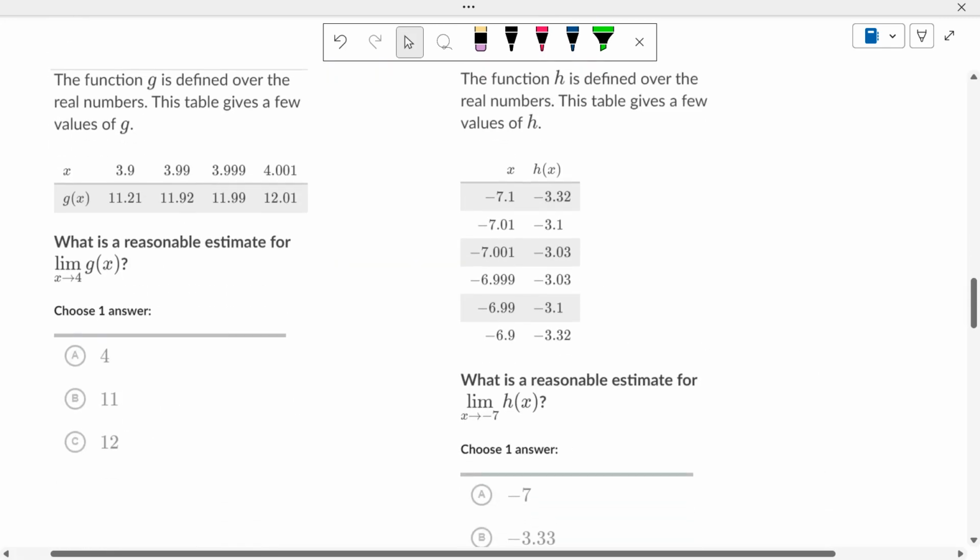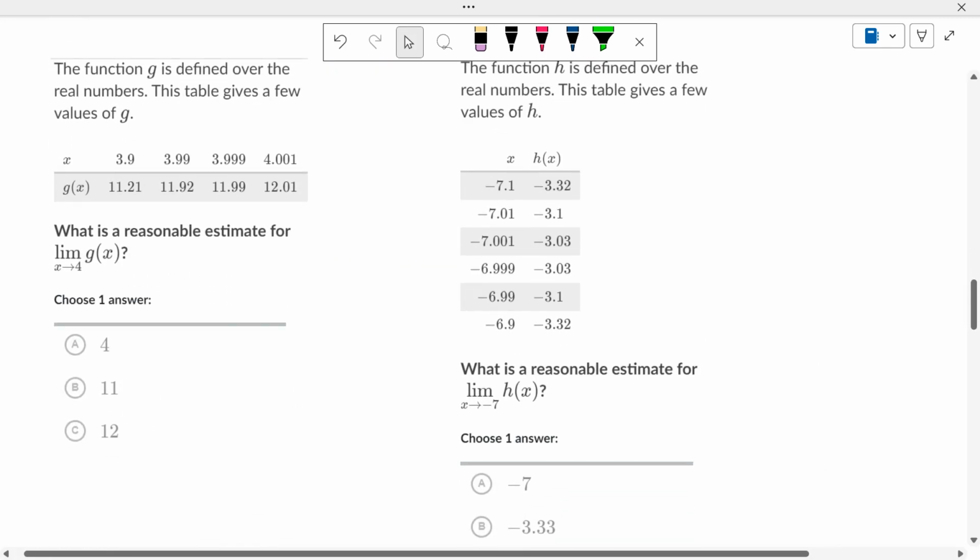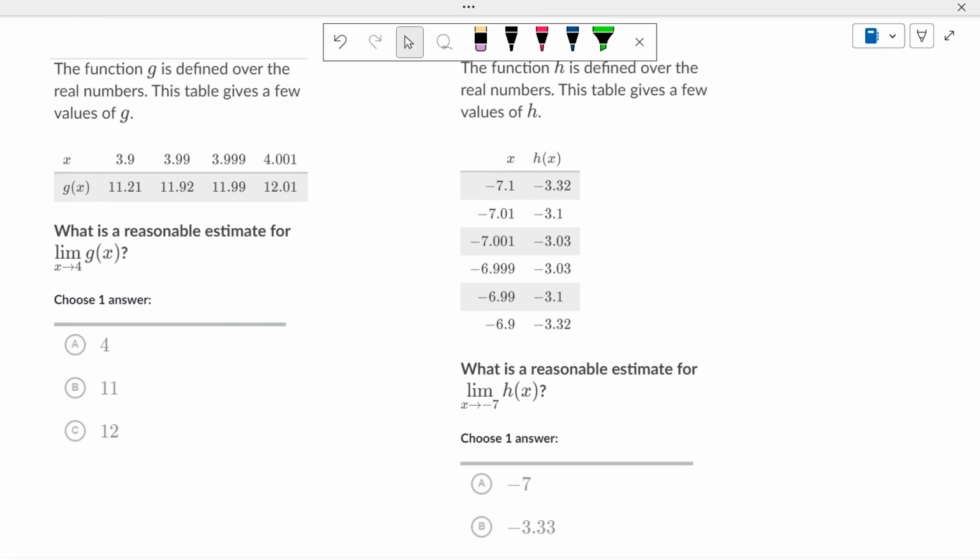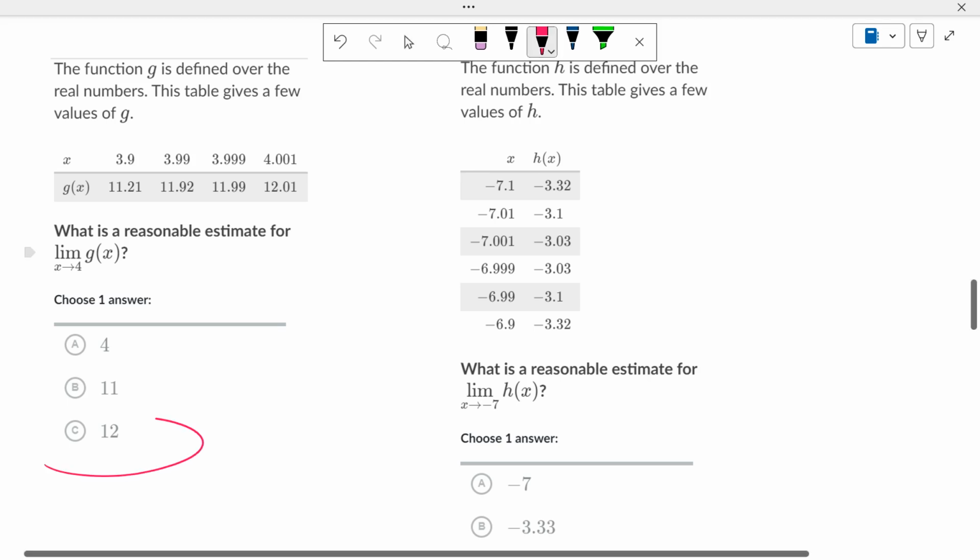Okay? All right. For this one, as you're going towards 4, what looks to be the answer? Everyone, this is easy. 12. It looks to be 12.